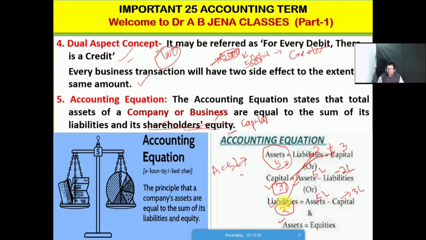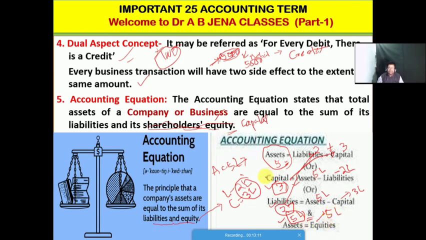In this way you can easily get the figure or the amount of liabilities, or assets equal to equity. So assets is how much? 5 lakhs. And equity, as per this definition, is the sum of liabilities plus equity. Liability is equal to 2 lakhs, and capital, equity, friends, is equal to 3 lakhs. So 3 lakhs plus 2 lakhs is equal to 5 lakhs. So 5 lakhs is equal to 5 lakhs. So assets is equal to equities.